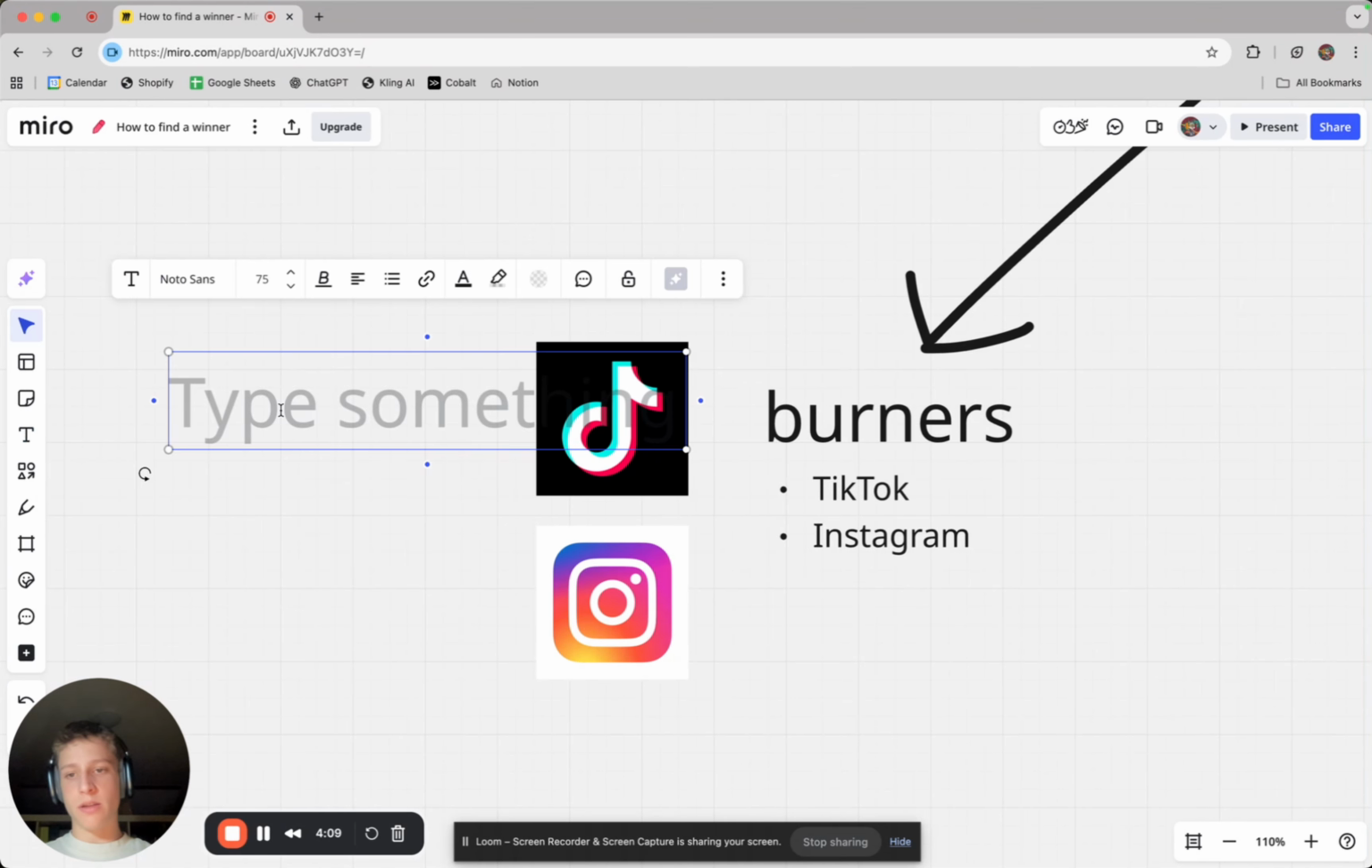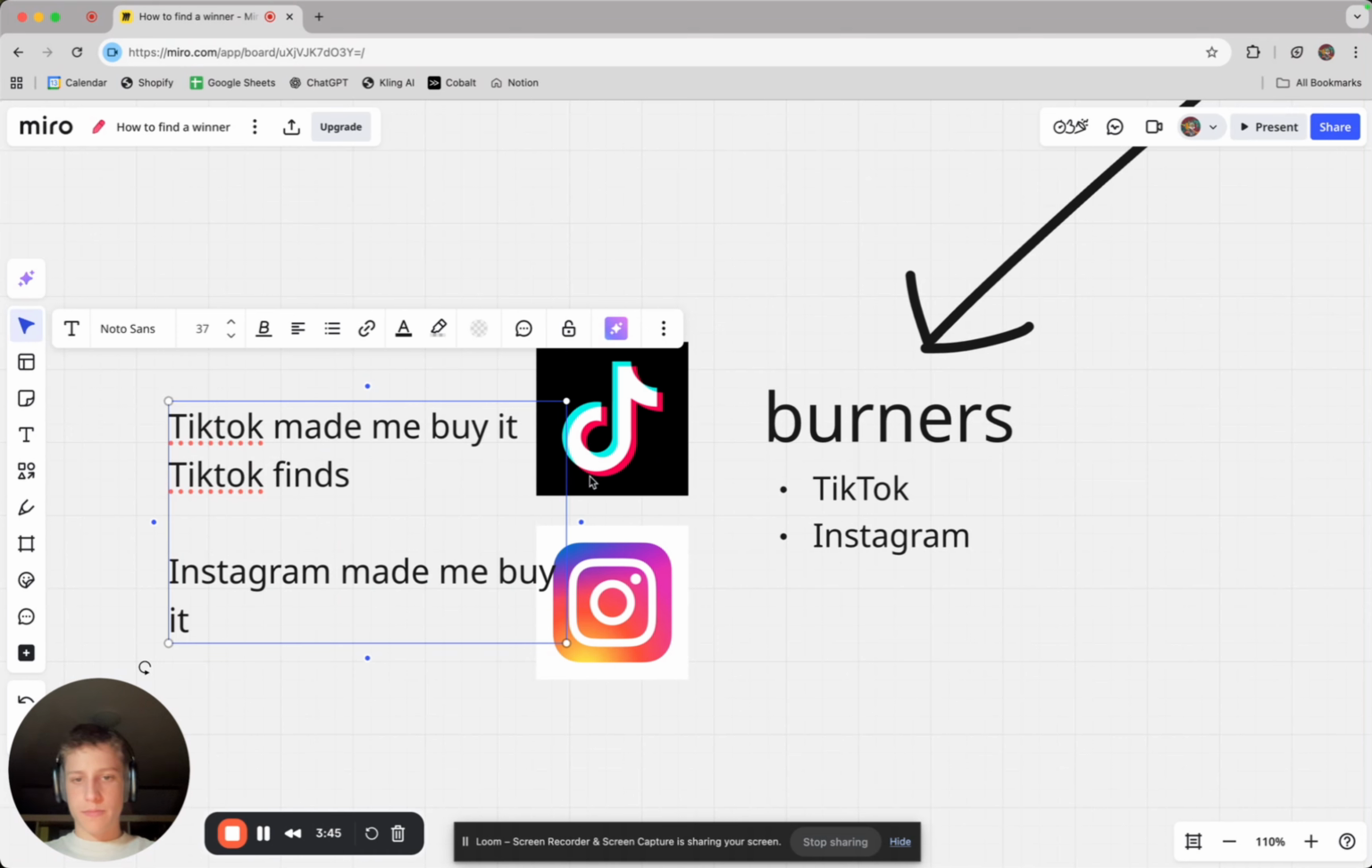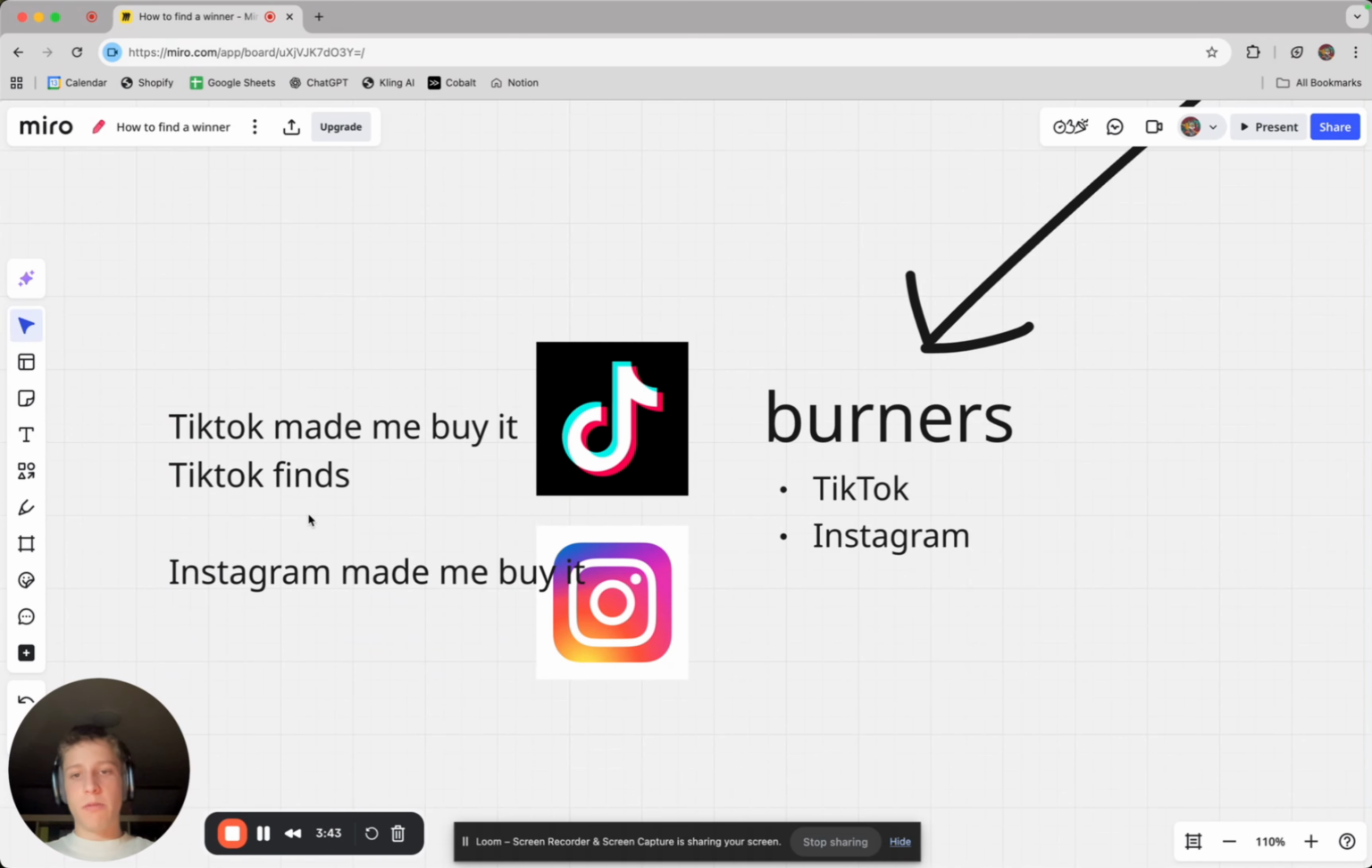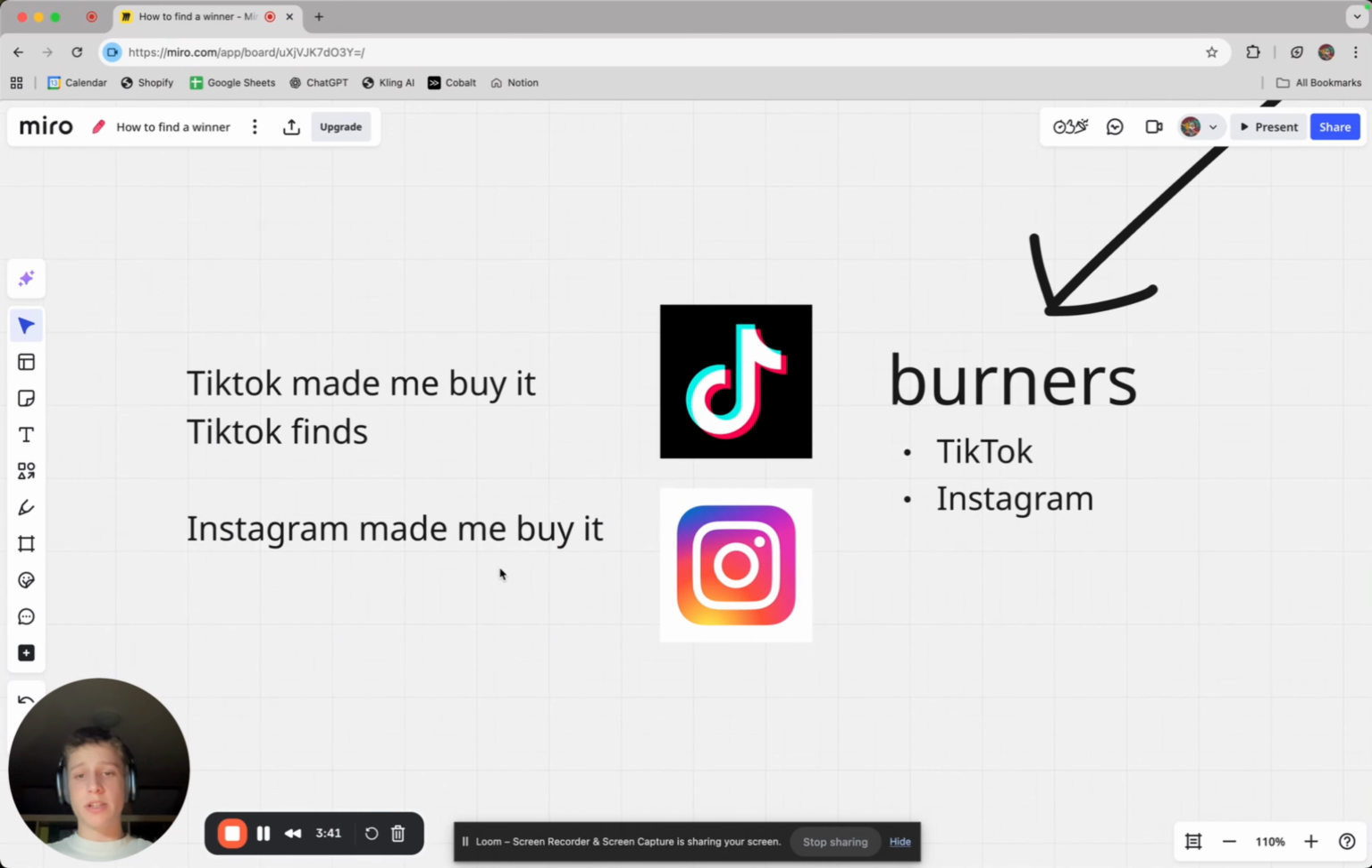or for example, TikTok finds, or on IG you do Instagram made me buy it, or Instagram finds. And when you search stuff like this, it's gonna basically show you products, and then you have to interact with those videos, like them, fully watch them, share them, and then slowly your whole For You page is gonna turn into only showing you products.